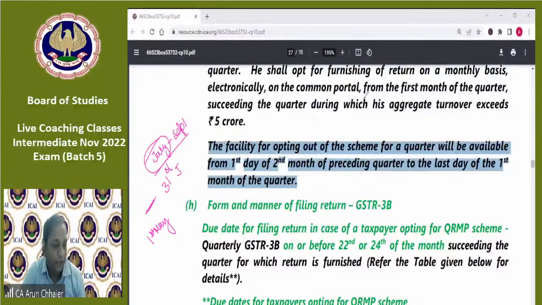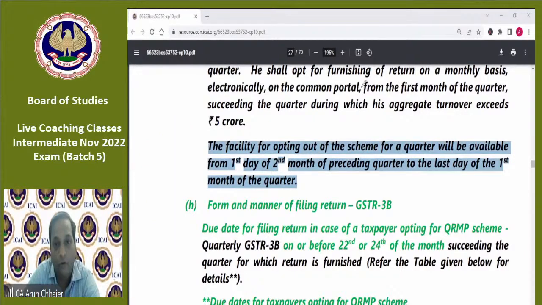Without opting for QRMP, can we file quarterly? The answer is no. Either you have to opt monthly or quarterly. If you are not opting for quarterly, it means you are under the monthly scheme. Then obviously you have to file the GSTR 3B on a monthly basis.